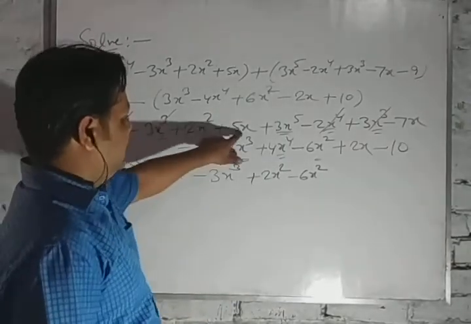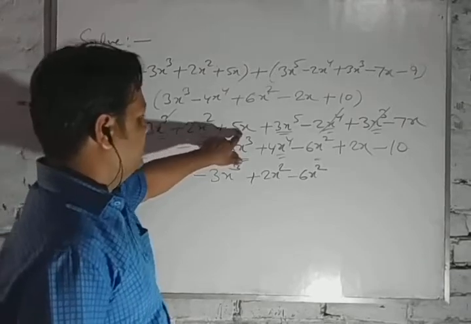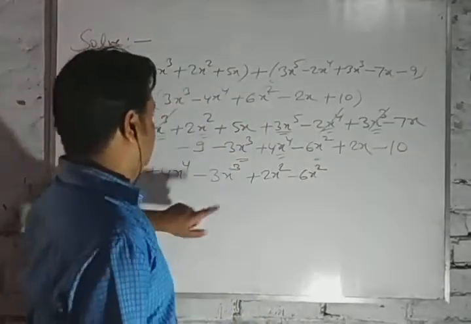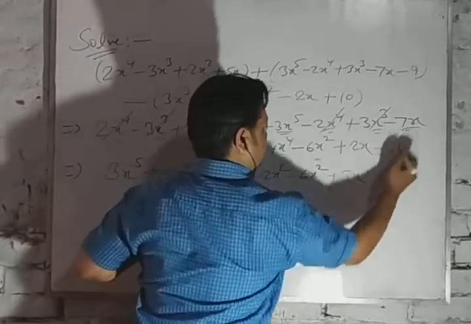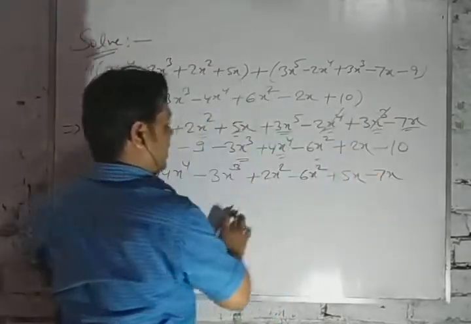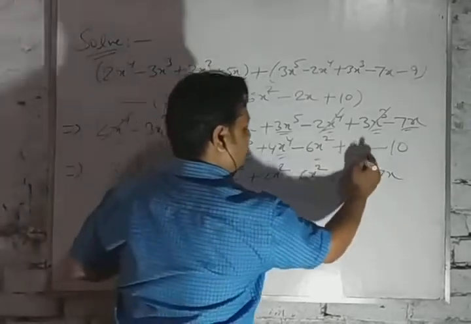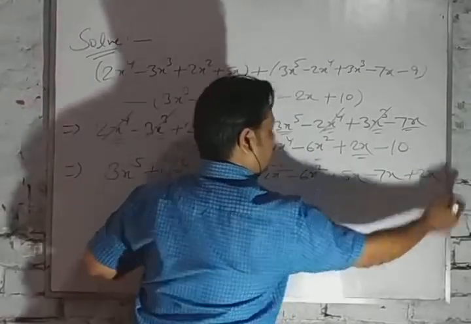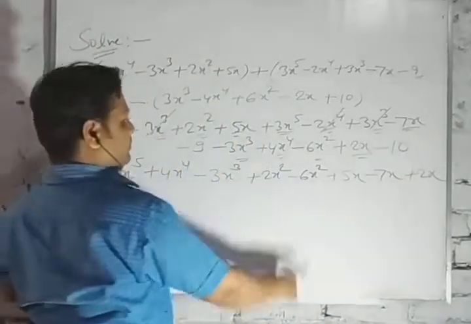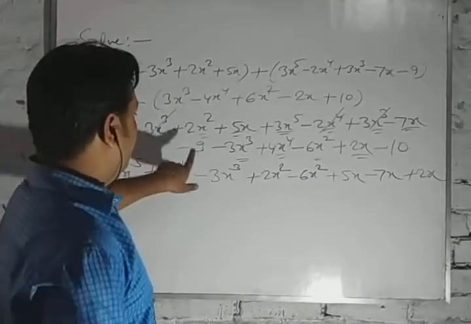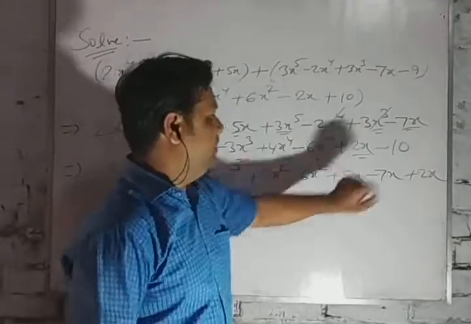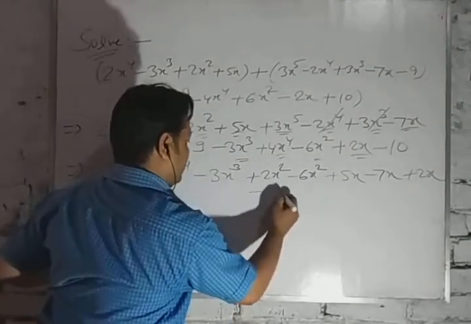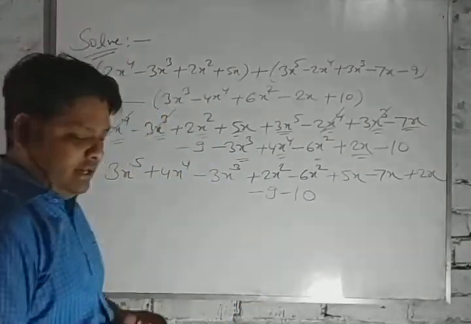After that the x terms: plus 5x, then minus 7x, then plus 2x. After that no more terms. Now only the constant terms are left. What are the constants? Minus 9 and minus 10. So we will write minus 9 and minus 10 here.